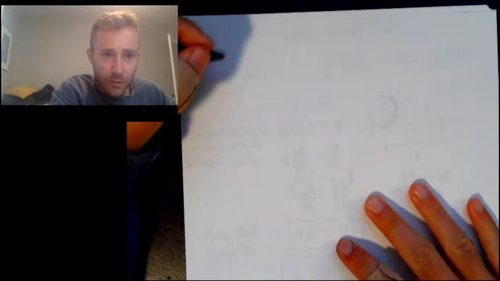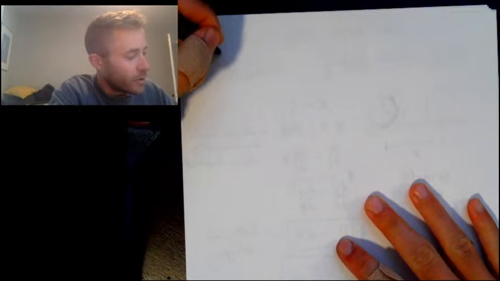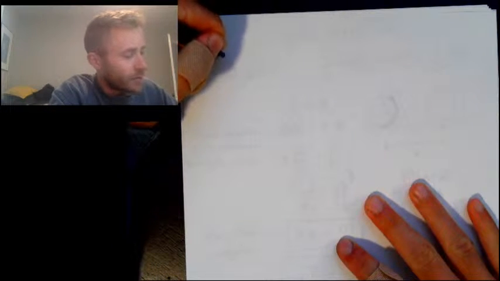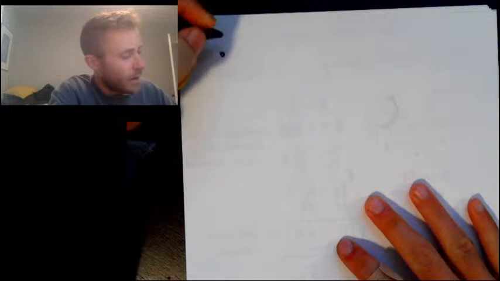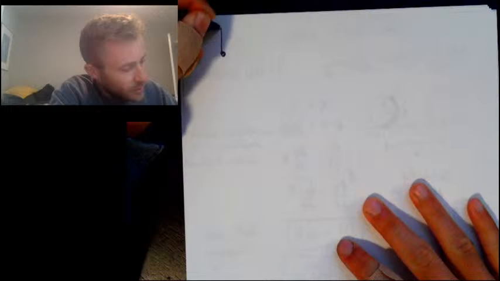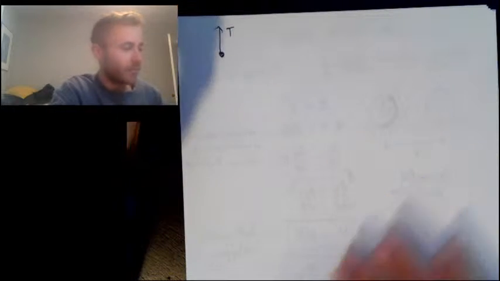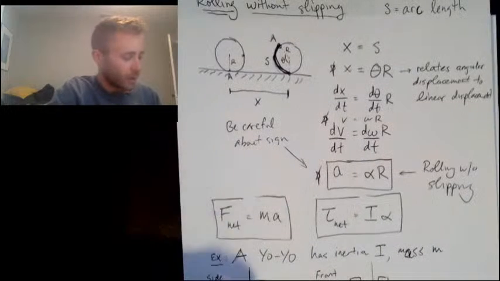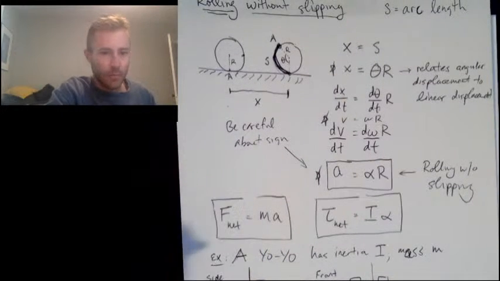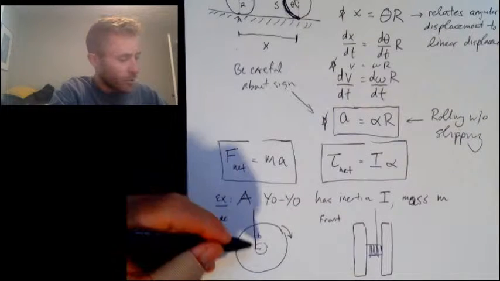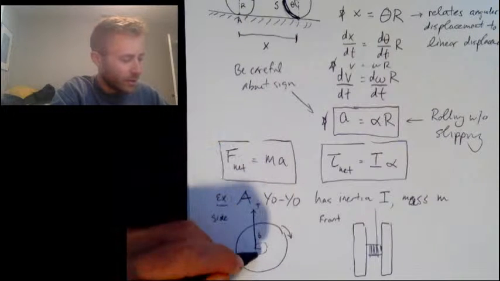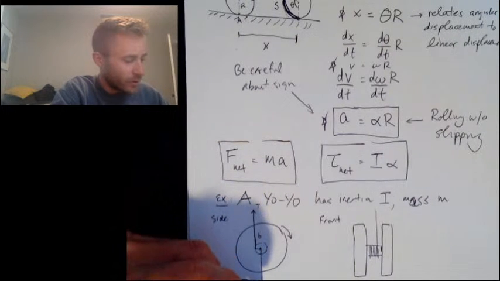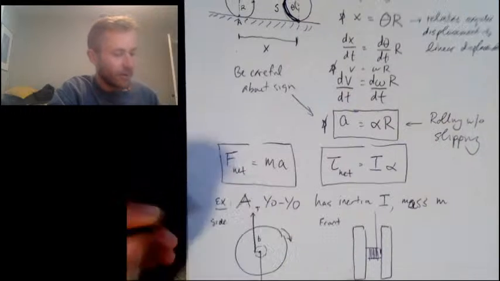So if we think about this in terms of forces, the yo-yo has two forces acting on it. It has the force of tension going up. That force of tension is from the rope going up, and it has its weight force going down. So we have the tension acting right here, and we have the weight force acting right here, okay?